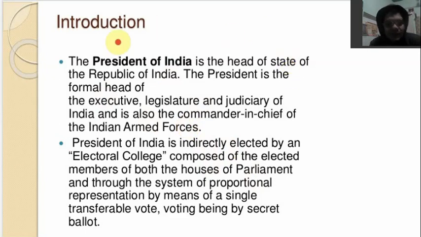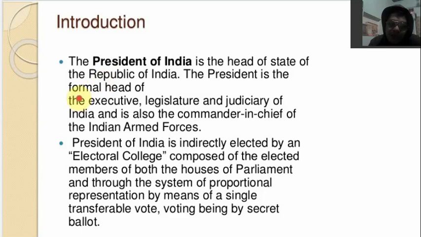First thing, the introduction: the President of India is the head of the state of the Republic of India. Head of the state. He is the first citizen, the first person of India. He's not the head of the government. Understand this. The Prime Minister is the head of the government. But when we're talking about India, the head of the state is the president.